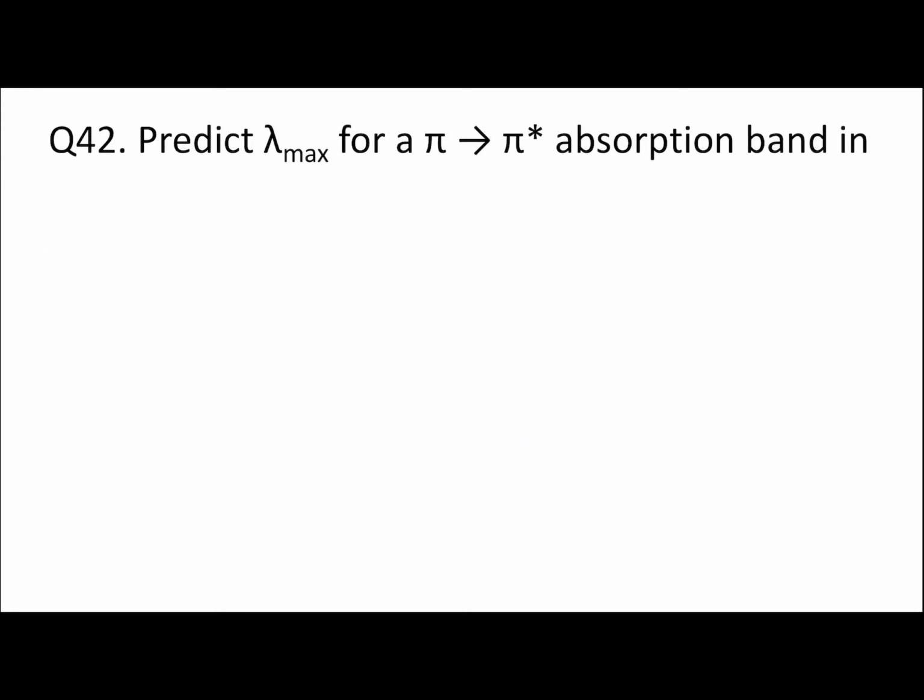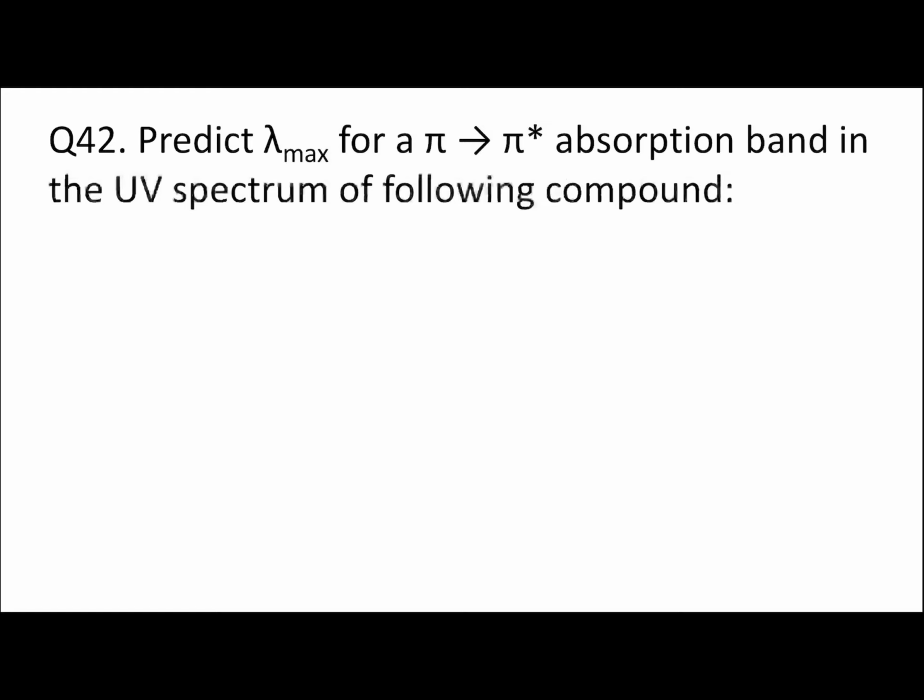Let's see next. 42. Predict lambda max for the n to pi antibonding transition absorption band in the UV spectrum of the following compound. This is the compound, and this is an alpha beta unsaturated ketone, which has methyl substitutions at its alpha position and beta position also. You can see this is an alpha beta unsaturated ketone, and it has alkyl substitution, methyl substitution, at the alpha position and beta position.